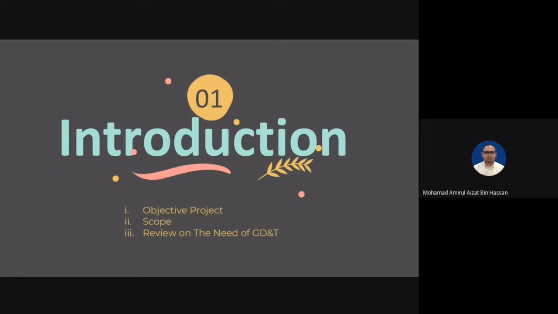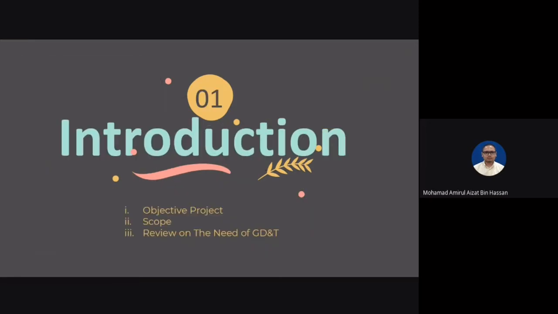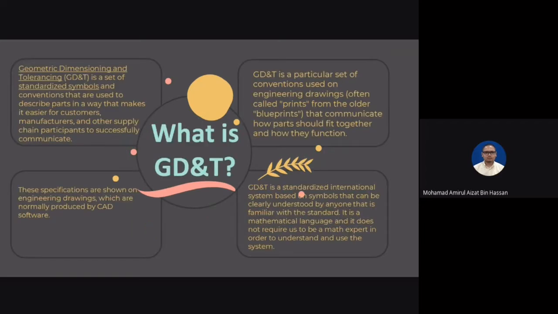For the introduction, I will present the objective, project scope, and review on the need of GD&T. Firstly, what is GD&T? GD&T is a set of standardized symbols and conventions that are used to describe parts in a way that makes it easier for customers, manufacturers, and other supply chain participants to successfully communicate.